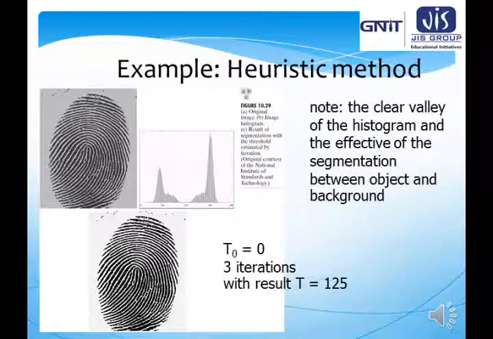Now these are heuristic method examples we are seeing here. Here we have to note the clear valley of the histogram and the effectiveness of the segmentation between the object and background. Here T0 equals 0, with 3 iterations and the result of T equals 125. Here we have the three images. The first image is the original image, which is a fingerprint image, the second image is the histogram of that fingerprint image, and the last one is the result of segmentation with the threshold estimated by this iteration process. We can see the third image is much clearer than the previous image, and the output and input can be easily found using the histogram process of the thresholding process.